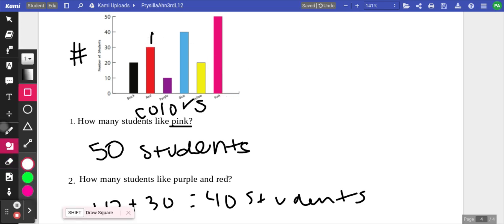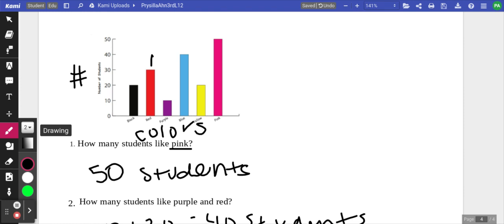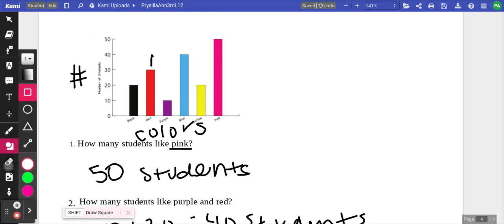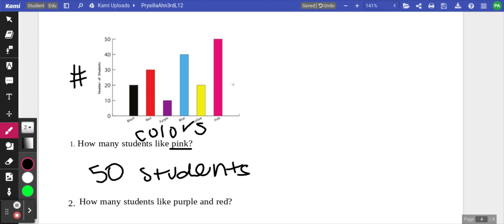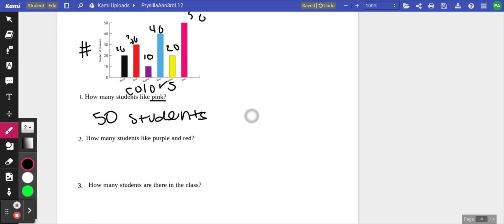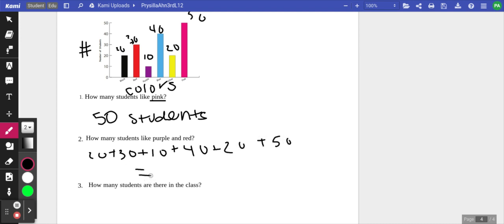Okay, moving on. How many students are there in the class? So we've got to now just add everything. Okay, so let's see. There is 20, 30, 10, 40, 20, and 50. So let's just add all these numbers up. So we have 20 plus 30 plus 10 plus 40 plus 20 plus 50. And when you add all those up, you get 170 students.